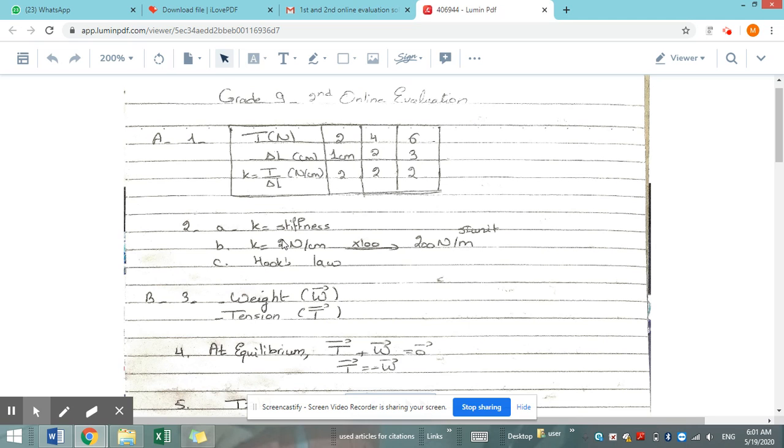In part B, they asked you to find it in its SI unit. Previously in this table, we calculated it in Newton per centimeter. However, the SI unit of K is Newton per meter. And in order to convert from Newton per centimeter to Newton per meter, we have to multiply by 100. So the value becomes 200 Newton per meter. This is the SI unit. And finally, the law that relates the three parameters is Hooke's law.